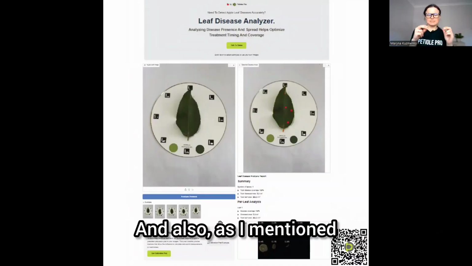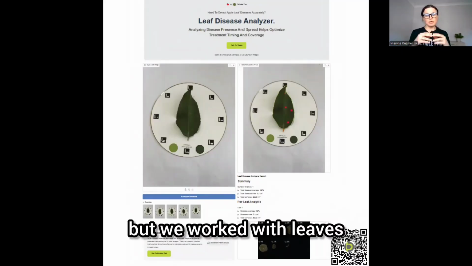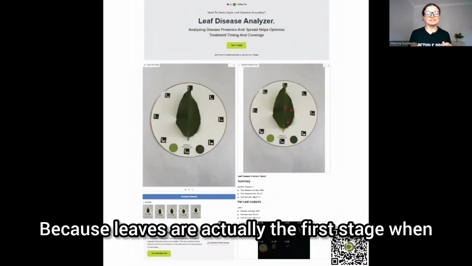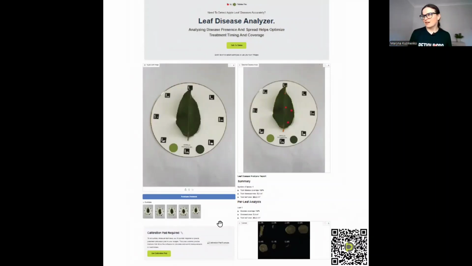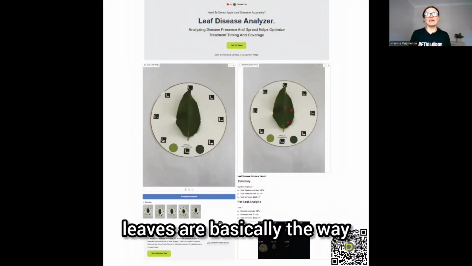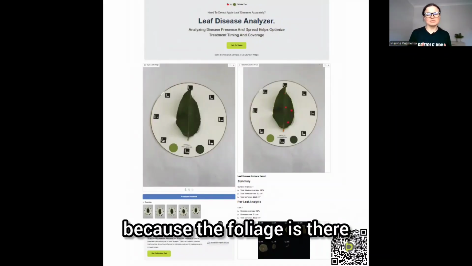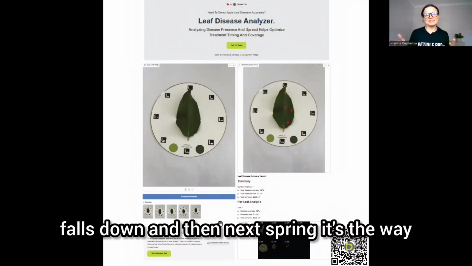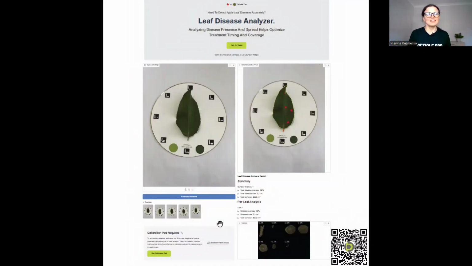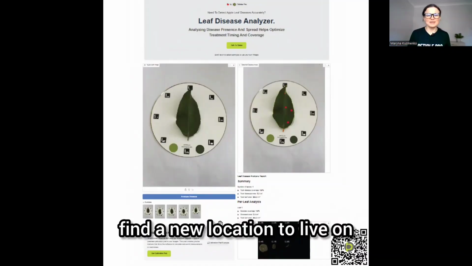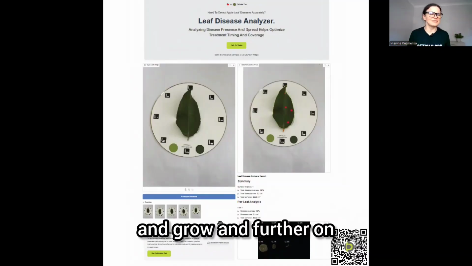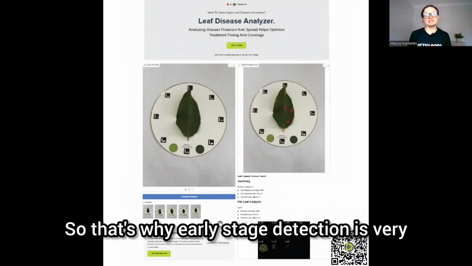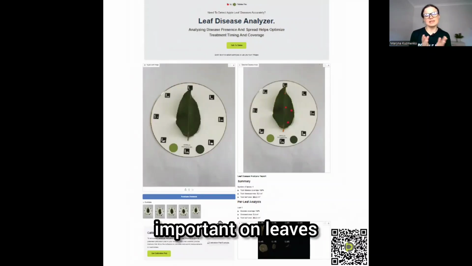And also, as I mentioned, I'm focused on fruits, but we worked with leaves, because the leaf is actually the first stage when the disease appears. Leaves are also the way the disease goes further, because the foliage falls down in autumn, and then next spring, that's how it can go up, and the spores can find a new location to live on and grow. So that's why early stage detection on leaves is very important.